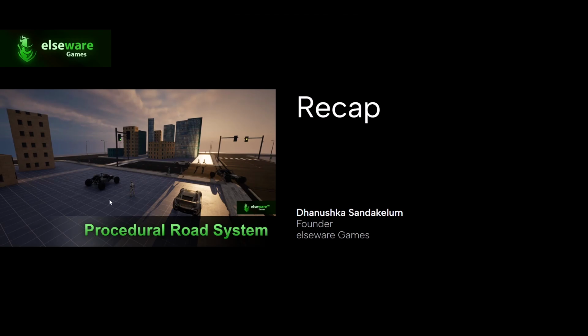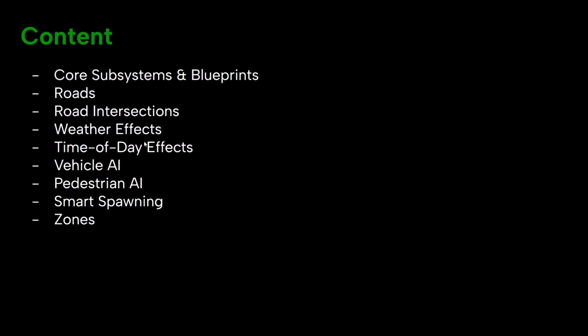So let's take a quick recap about the procedural road system. Under the tutorials, we have discussed the core subsystem and blueprints on the procedural road system. And then we discussed how you can construct different roads, so we have one-way roads, two-way roads, things like that. And then we talked about road intersections, such as crossroads and T-intersections.